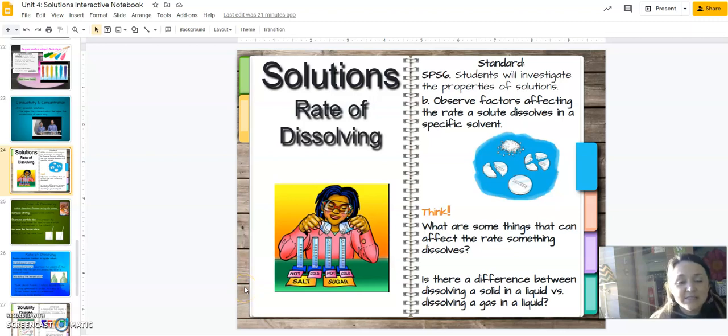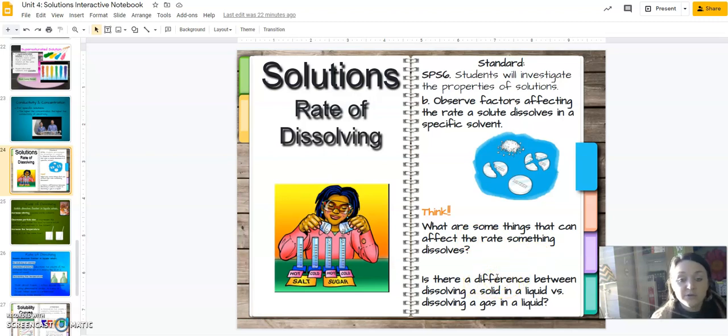Hey, now we're going to talk about solutions, how they dissolve, and how to read a solubility curve. So the rate of dissolving with solutions can be affected by a few different things, and we're going to talk about what some of those things are. Think about what you could do to affect how quickly something dissolves, say in water.